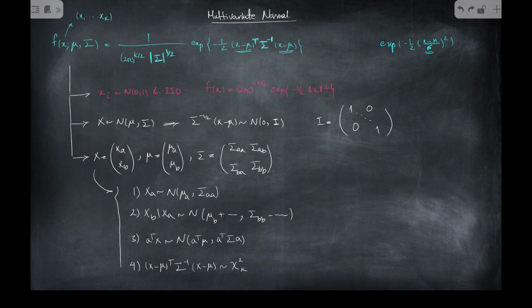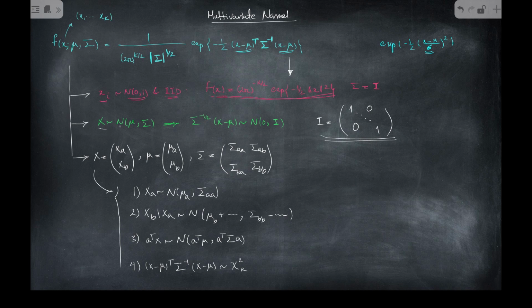Some facts about the multivariate normal distribution. If you have n standard normal distributions, so mean 0, standard deviation 1, and they are independent, coming from the same distribution, so they are IID, then their joint distribution is also normal. And it's like this. Basically, the covariance matrix is the identity matrix, and this is the definition of identity matrix: diagonal elements are 1, off-diagonal elements are 0. Because of that, this form reduces to this.